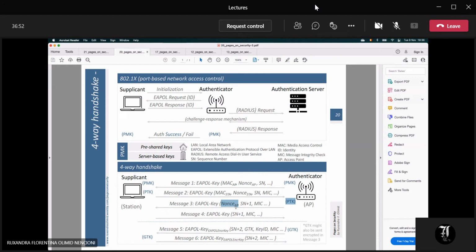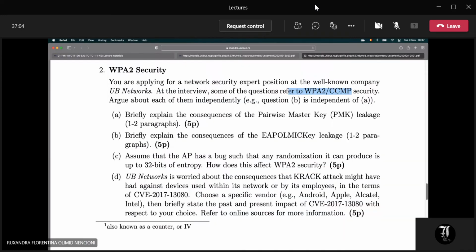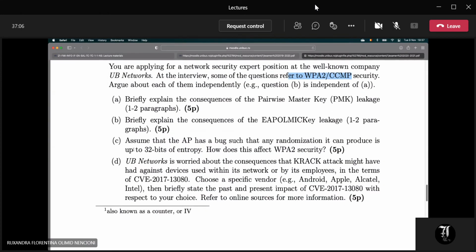Perfect. Okay. So what you had to think about is, where is this key used? It's used in the four-way handshake. Let's see what can happen there. Okay, very good. Perfect. Assume that the access point has a bug, such that any randomization it can produce is up to 32 bits of entropy. How does this affect WPA2 security?